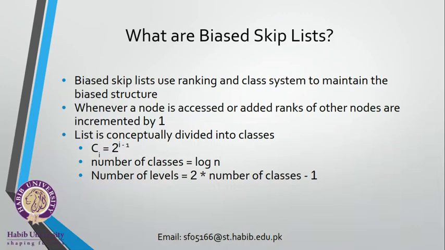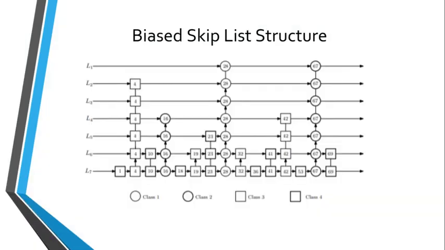So for example, the node of rank 2 will belong to class 2, the node of rank 3 will also belong to class 2, and the node of rank 4 will belong to class 3. And we also have a number of levels, which is just the height, but it depends on the number of classes. It's not completely random as in a normal skip list. So let's just see how it works. According to the number of nodes that we have, 4 classes, and according to that, we have 7 levels.